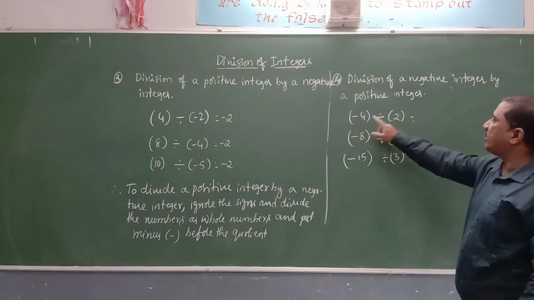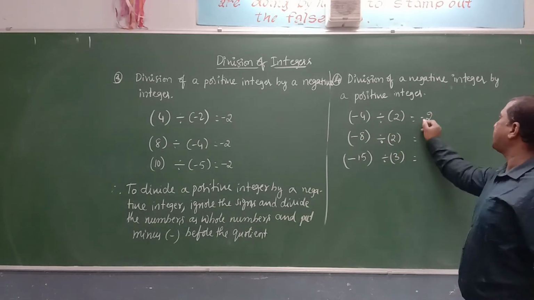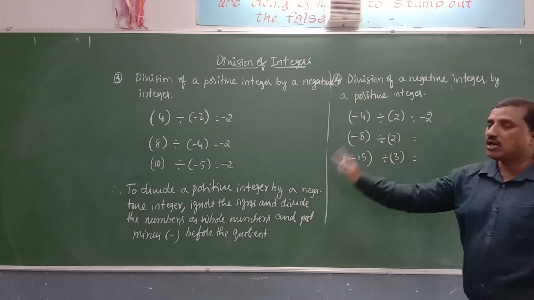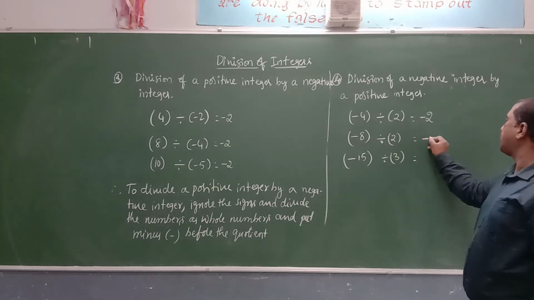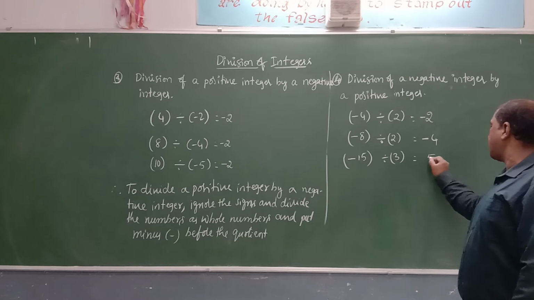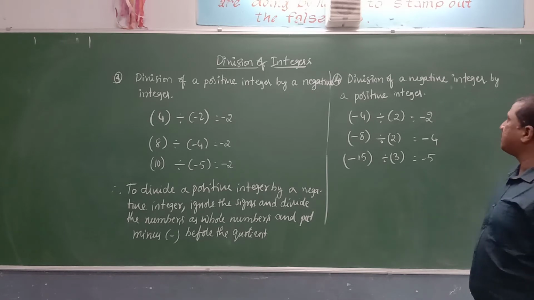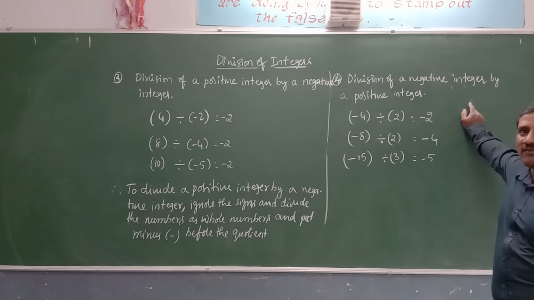So divide 4 with 2. Ignore the minus sign. Divide 4 with 2. 2 2s are 4. 2 we get and keep the minus sign before the quotient. Similarly, divide minus 8 with 2, which means ignore the minus sign. Divide 8 with 2. 2 4s are 8 we get. That is minus 4 we get. Similarly, minus 15 by 3. 3 5s are 15 and keep minus sign. So what can we conclude from this? To divide a negative integer by a positive integer, ignore the signs and divide the numbers as whole numbers and put minus sign before the quotient.